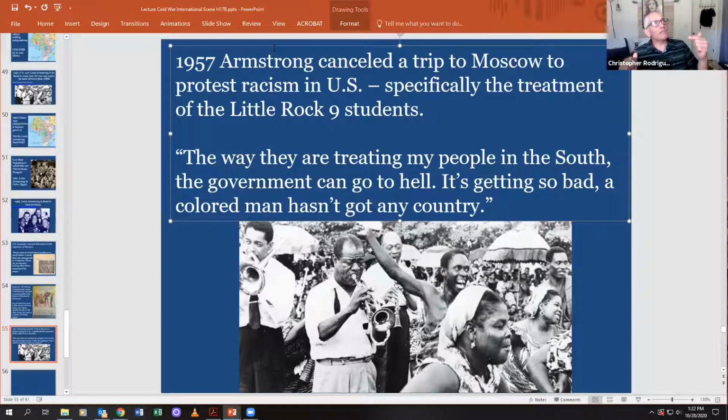So as a way to show his displeasure, Armstrong canceled his trip to Moscow to protest these racist actions in Little Rock, Arkansas. He said, quote, "The way they are treating my people in the South, the government can go to hell. It's getting so bad a colored man hasn't got any country."